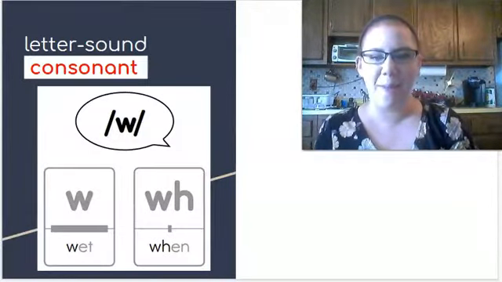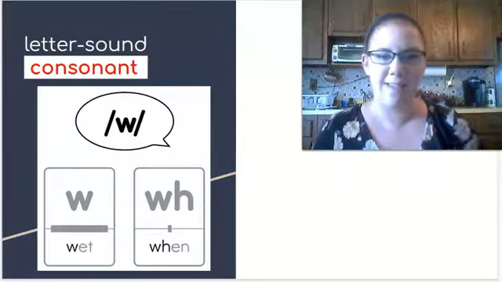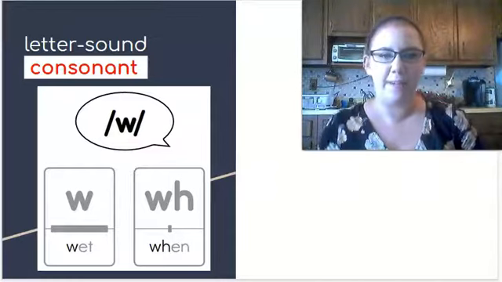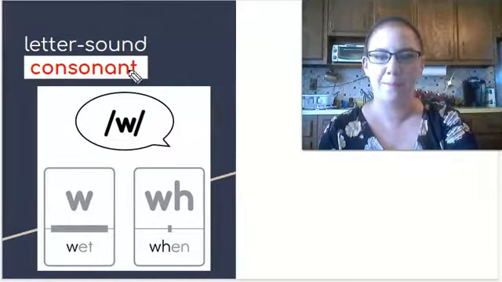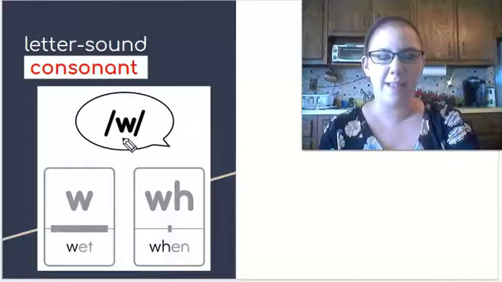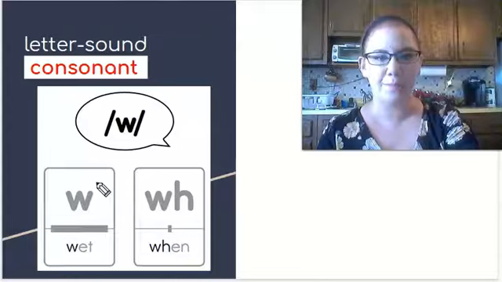We're going to get started by looking in our consonant code flipbook, and we've got some vowels to look at today too. What is the first sound we have here? It's definitely a consonant because it's written in red. This is the sound W. The sound W can be spelled with one W, as in wet.